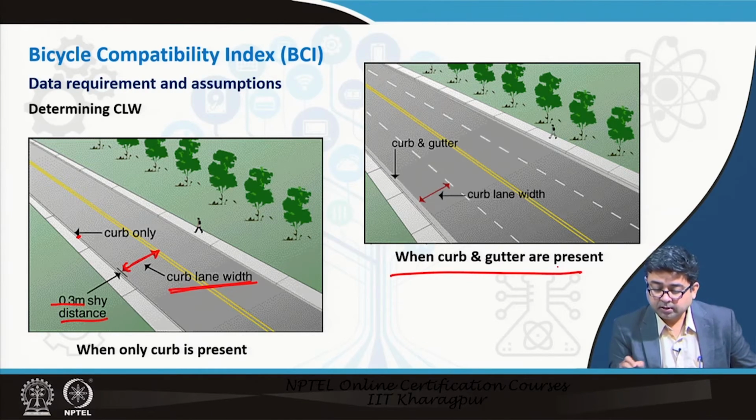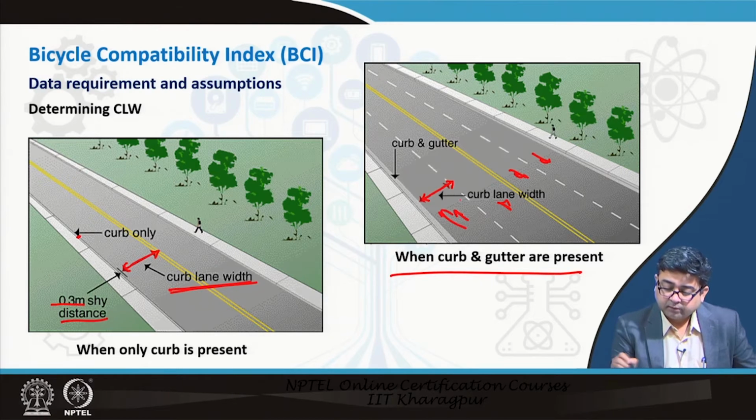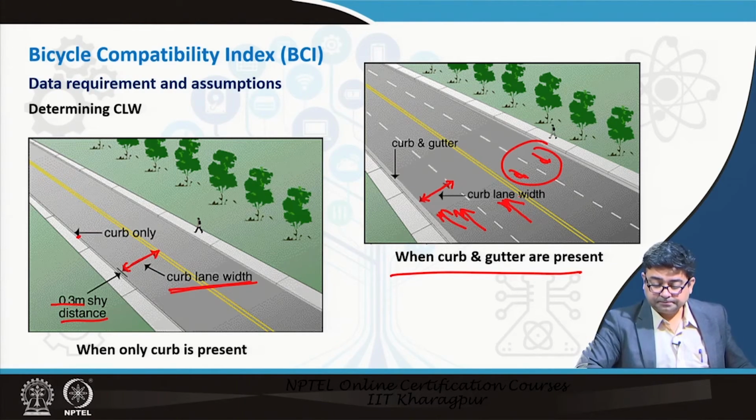When there is a curb and a gutter, then you can just determine the curb lane width from the end of the gutter line to the lane. So, again see, this is a 2-lane road, 2 lanes going this way and 2 lanes going the other way. So, when we are determining the bicycle level of service for this direction, for the up direction, we are not worried about the volume of traffic in the other direction. We are only worried about the volume of direction in the curb lane, which is this, and if you are talking about the other lanes, it will be only the other lane present there.